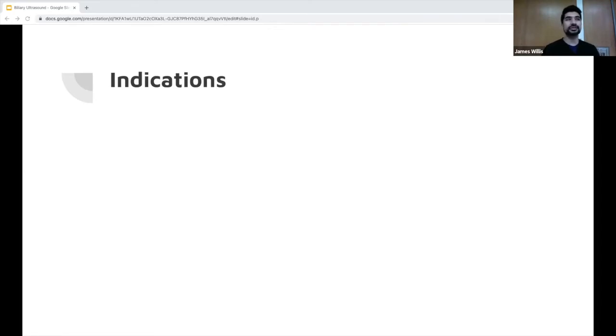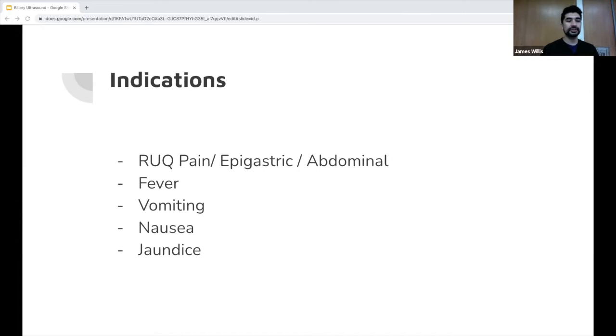Fever is a really good one, especially in the patients you have in the ICU that are comatose. You can't really tell if they're having pain or not. They develop fever, you don't really have any other source. That could be a good one. So yeah, we hit on the main ones. Vomiting, nausea, right upper quadrant pain is an obvious one.